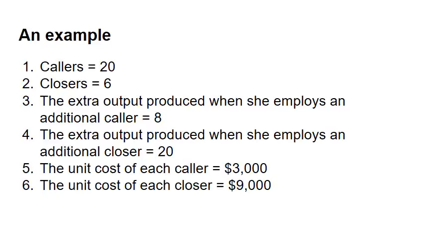To support her request, she argues that she could increase output with a larger budget. To support her request, she presents the following data. They currently employ 20 callers, 6 closers. The extra output produced when she employs an additional caller is 8. The extra output produced when she employs an additional closer is 20. The unit cost or the wage for each caller is $3,000, and the wage or unit cost for each closer is $9,000.